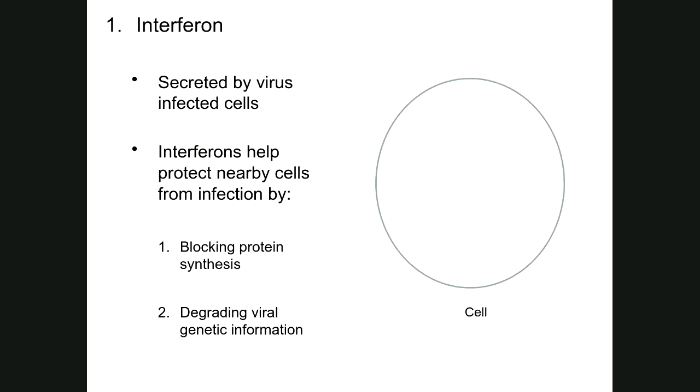So the first component, this is actually a protein that's produced by the body that I want to talk about, that's a part of the innate system, is a protein which is known as interferon. And interferon is a chemical that's secreted by cells that have been infected by a virus. And to really understand what that means for a cell to be infected by a virus, I probably need to do a little bit of review here on what viruses actually do.